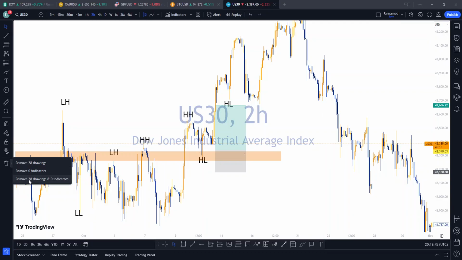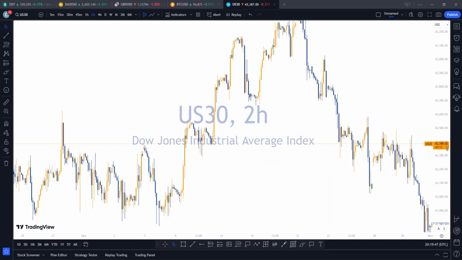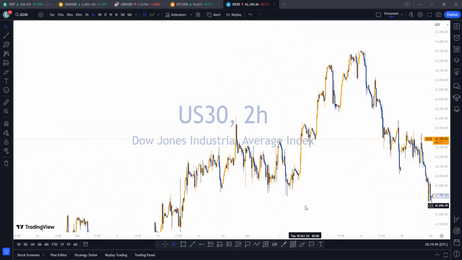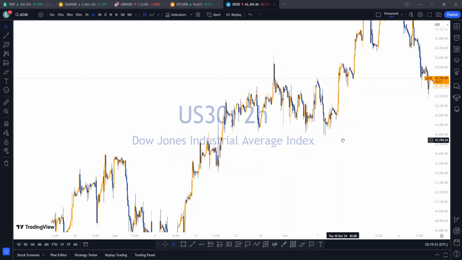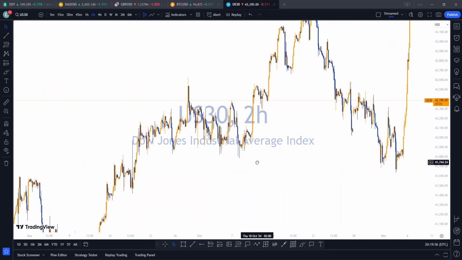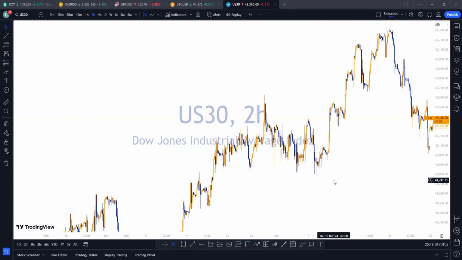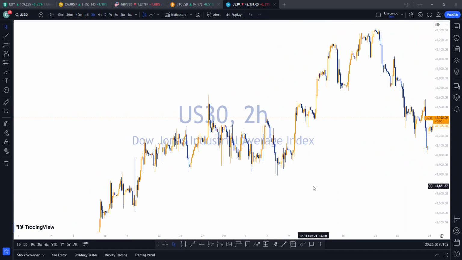First, you have to understand how the market works and how the markets move, and the best thing to understand how the market works and moves is definitely understanding market structure, which is equal to price action.